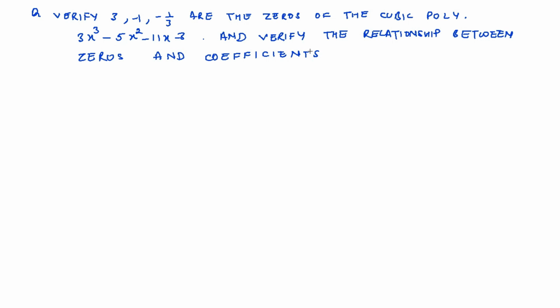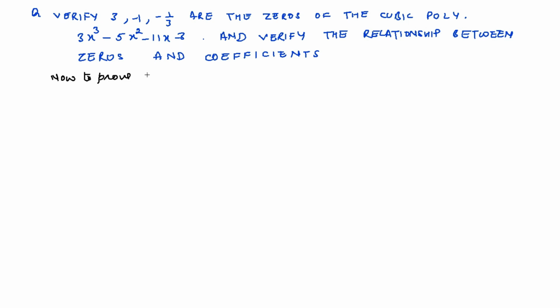Now my next question is: verify that 3, minus 1, and minus 1 by 3 are the zeros of the cubic polynomial 3x cube minus 5x square minus 11x minus 3, and verify the relationship between zeros and the coefficients. Let me explain the statement. First I am to verify 3 is a zero of this polynomial, minus 1 is a zero of this polynomial, and minus 1 by 3 is a zero of this polynomial. So afterwards I'll verify the relationship between zeros and the coefficients.